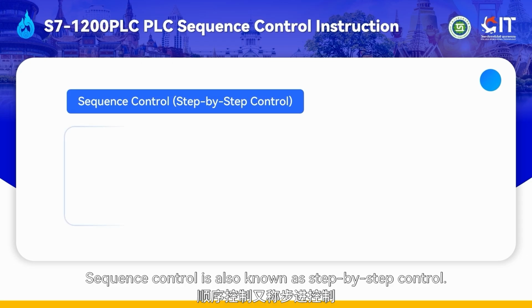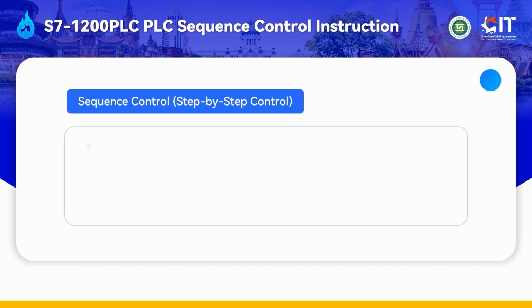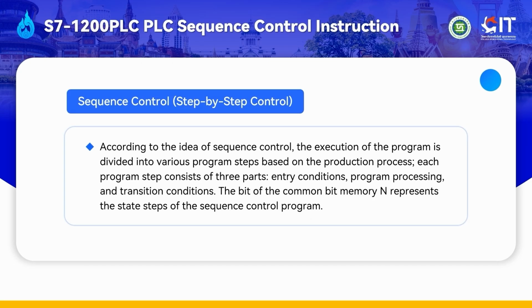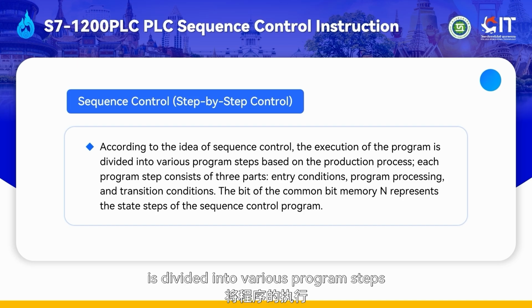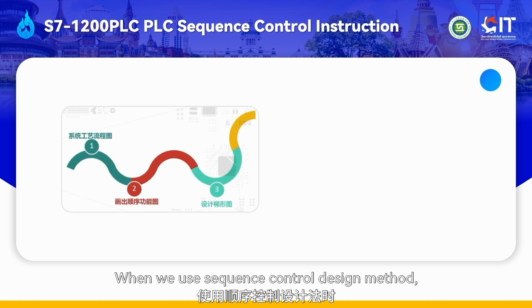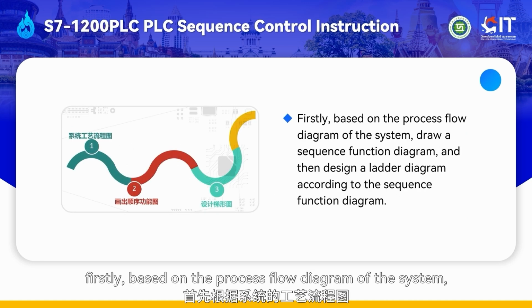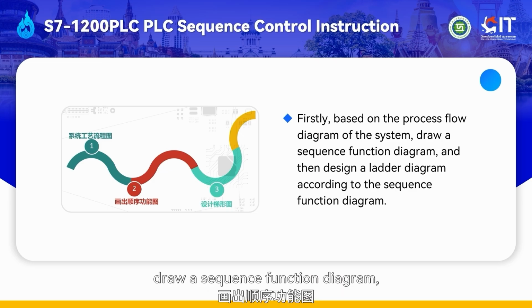Sequence control is also known as step-by-step control. According to the idea of sequence control, the execution of the program is divided into various program steps based on the production process. Each program step consists of 3 parts: entry conditions, program processing, and transition conditions. The bit of the common bit memory M represents the state steps of the sequence control program. When we use sequence control design method, firstly, based on the process flow diagram of the system, draw a sequence function diagram, and then design a ladder diagram according to the sequence function diagram.